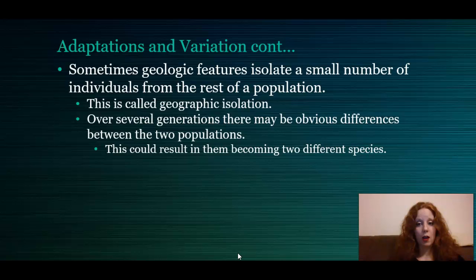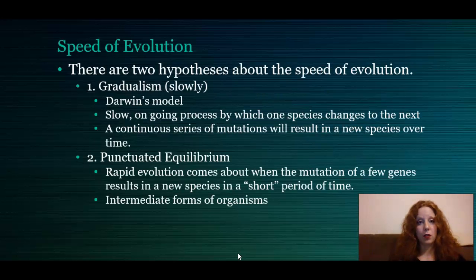This touches again on geographic isolation. Sometimes geographic features isolate a small number of individuals from the rest of the population. Over several generations, there may be obvious differences between the two populations and could result in two different species. In this instance, the giraffe and the okapi. Second thing it mentioned was gradualism, which is one of the speeds of evolution. Now, there are two speeds of evolution. Gradualism is the slower one that's going to go more with Darwin's model. The slow, ongoing process through mutations, variations, adaptations. You eventually might just maybe almost get a new species over time.